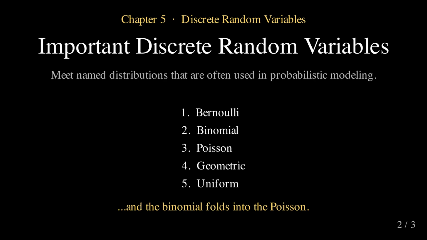In this video, we tour 5 of them: the Bernoulli, the binomial, the Poisson, the geometric, and the uniform, each with its own counting story and its own bar chart. And in the middle, we'll see something surprising. The binomial, in a certain limit, turns into the Poisson.